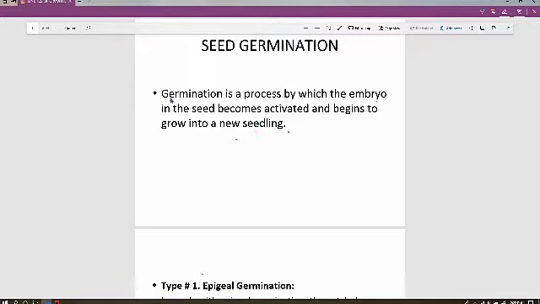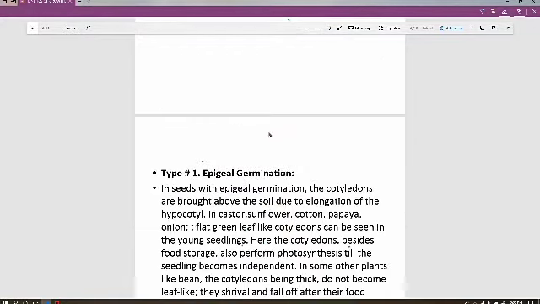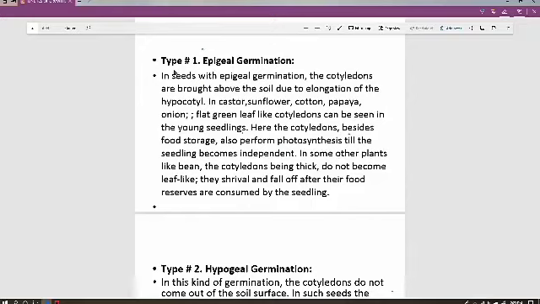Germination is a process by which the embryo in the seed becomes activated and begins to grow into a new seedling. The types of seed germination. Type 1, the Epigeal Germination.